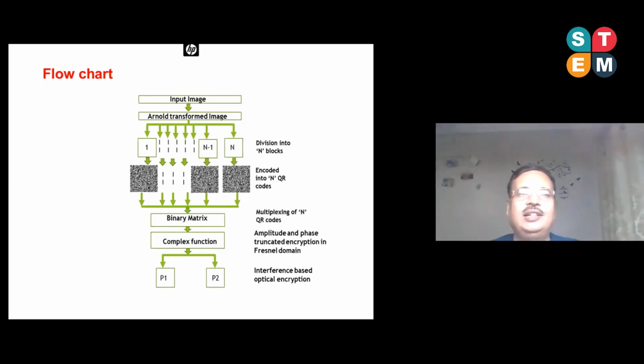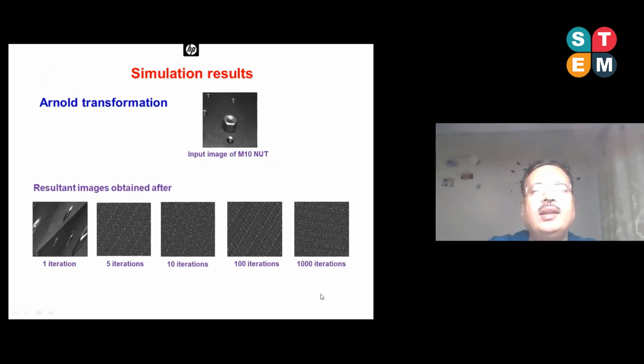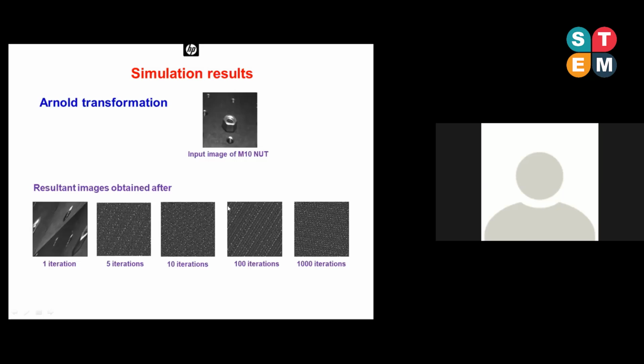Now for retrieving the original information, we have to start from this part, M1 and M2, to get back the original input image. So here are some of the simulation results. This is the input image, and we have applied the Arnold transformation, with 1 iteration, 5 iterations, 10 iterations, 100 iterations, 1000 iterations. So we decide how many iterations we have to apply, depending upon our requirement and need.